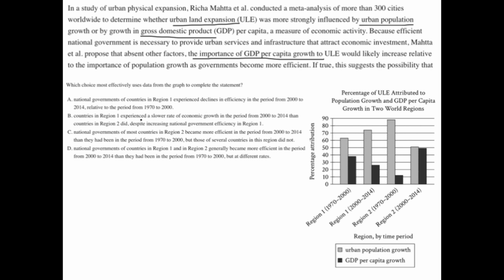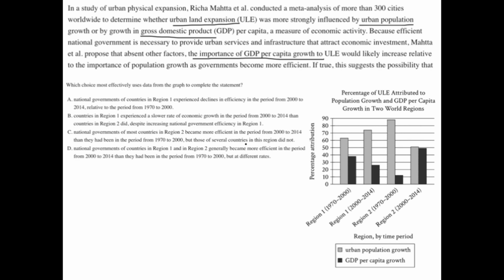B. Countries in Region 1 experienced a slower rate of economic growth in the period from 2000 to 2014 than countries in Region 2 did, despite increasing national government efficiency in Region 1. Now, that slower rate of growth would make sense, but let's go and look at the other answers. C. National government of most countries in Region 2 became more efficient in the period from 2000 to 2014 than they had been in the periods from 1970 to 2000. But those of several countries in the regions did not. That last sentence disqualifies it.